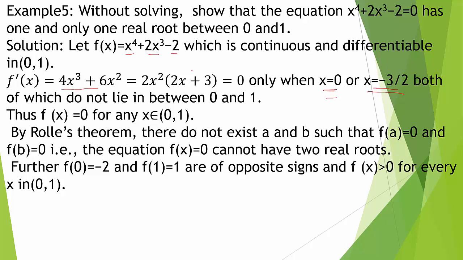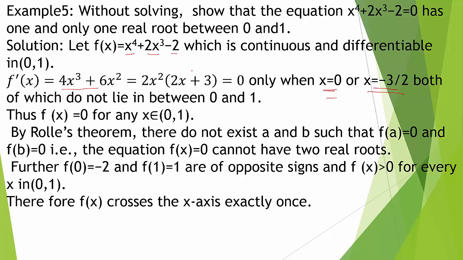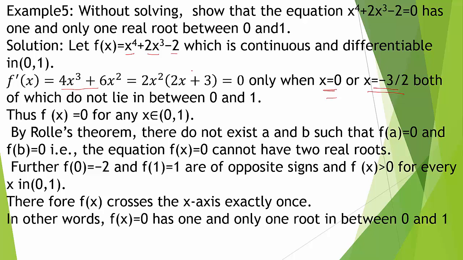Further, f of 0 equal to minus 2 and f of 1 equal to 1 are of opposite signs, and f dash x greater than 0 for every x in (0, 1). Therefore, f(x) crosses the x-axis exactly once. In other words, f(x) equal to 0 has one and only one root between 0 and 1.